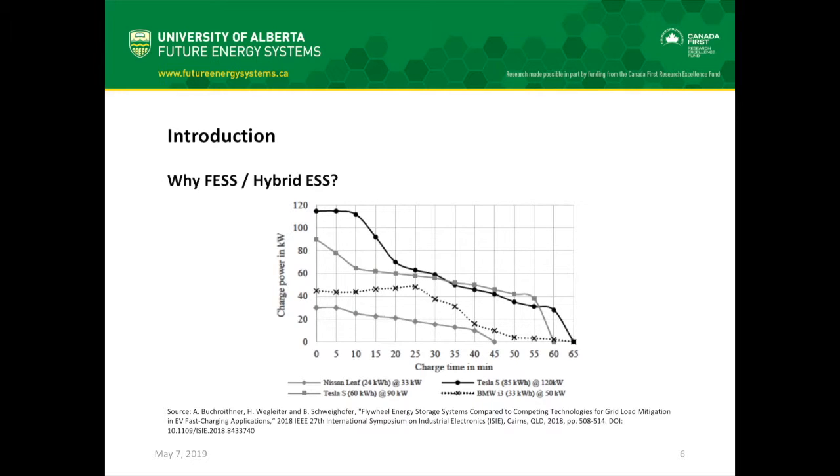But how can the grid provide such high powers initially, right? That's basically the purpose of the flywheel energy storage system. Initially, when high power is required, we can use the flywheel energy storage system, and then eventually we can also use batteries as well.